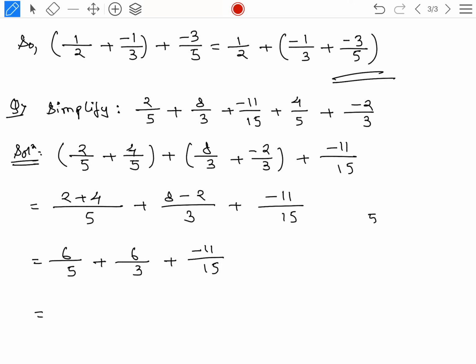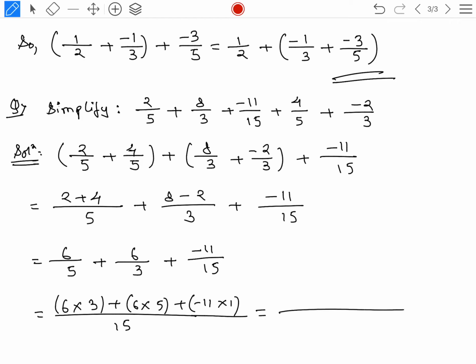Now what will be the LCM of 5, 3 and 15? The LCM is 15, but I'll show you. See, 5, 1, 3, 3, then divide by 3, 1, 1, 1. So 5 into 3, 15. Understood? Okay. So the LCM will be 15. So 5 3s are 15, and 6 into 3 plus 3 5s are 15, so 6 into 5 plus 15 1s are 15, so minus 11 into 1.